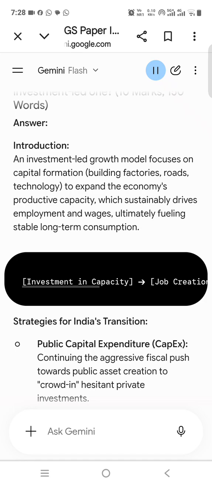Financial sector reforms, resolving banking sector stress and supporting alternative investment avenues like infrastructure investment trusts, InvITs, and real estate investment trusts, REITs. Manufacturing incentives, leveraging schemes like the Production-Linked Incentive, PLI, to turn India into a global value chain hub, transitioning from low-value services to high-value manufacturing capital.